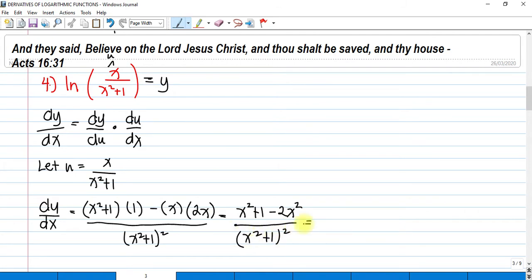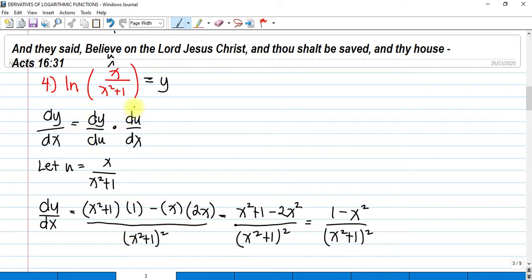And what will happen here is x squared minus 2x squared is simply negative x squared. So we have 1 here, so that would be 1 minus x squared over x squared plus 1 squared. Okay, that is our du over dx.